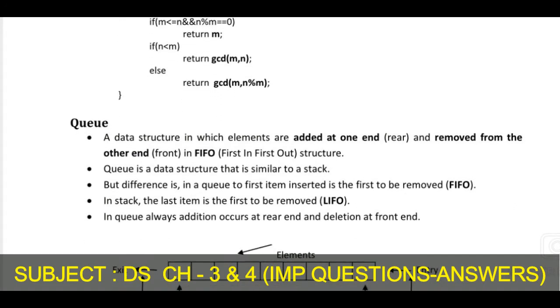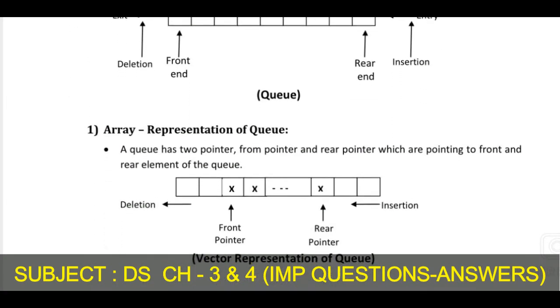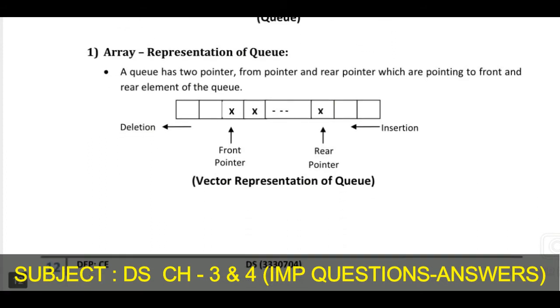Then next one, Q concept. Q stands for FIFO. It means first in first out structure. So this concept is also a most important concept for the GTU exam. Here is the array representation of Q. Here there are not two types of array representation, vertical and horizontal, but the combination of both vertical and horizontal makes one vector representation of Q.